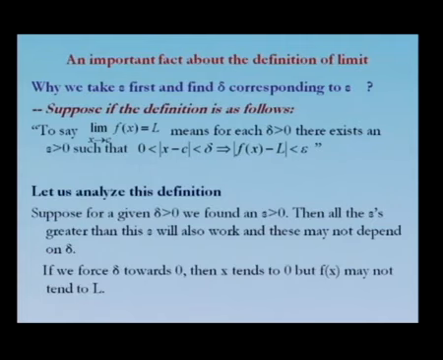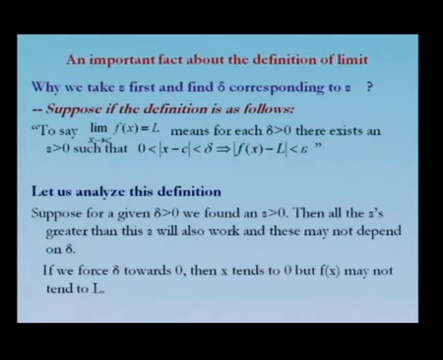Let's analyze this definition. Suppose you are given a delta and you have found some epsilon corresponding to the delta. Then all the epsilons greater than this epsilon will also work, and these may not depend on delta. If we force delta towards 0, then x tends to c, but f(x) may not tend to L.